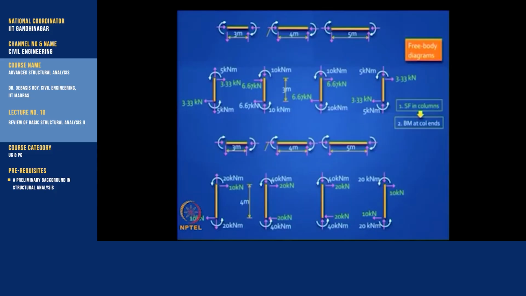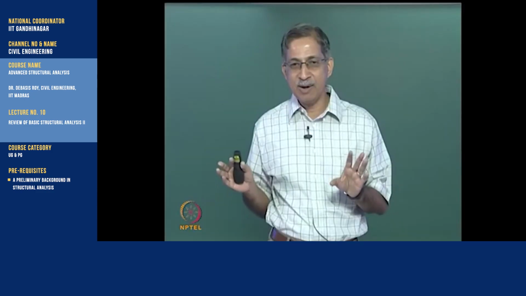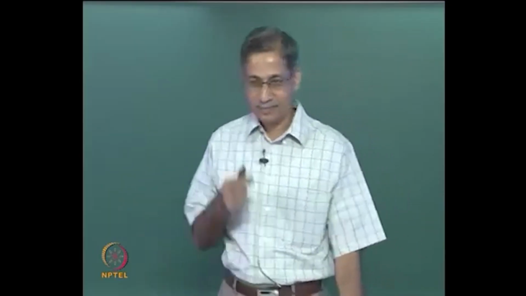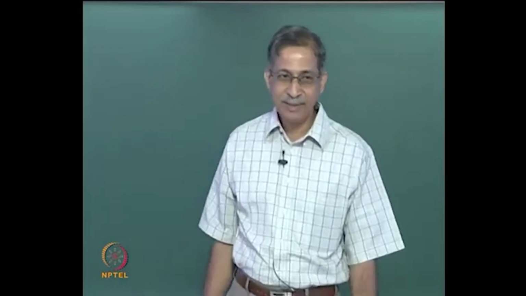Please note, all the column end moments will be anti-clockwise and all the beam end moments will be clockwise for reasons which we discussed earlier, and so there are few numbers only that you need to calculate. Are you with me now up to this stage? Right? Shear force in columns, bending moment at column ends we have calculated. What is the next step? And we have drawn the free body diagram.